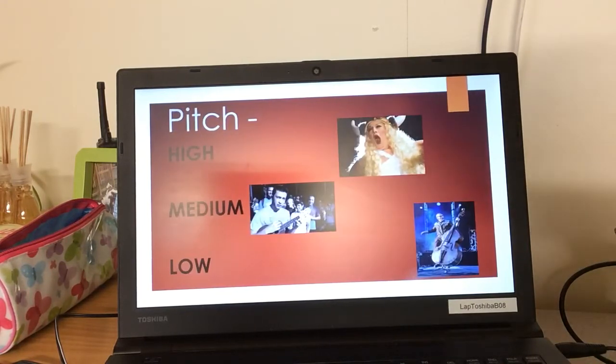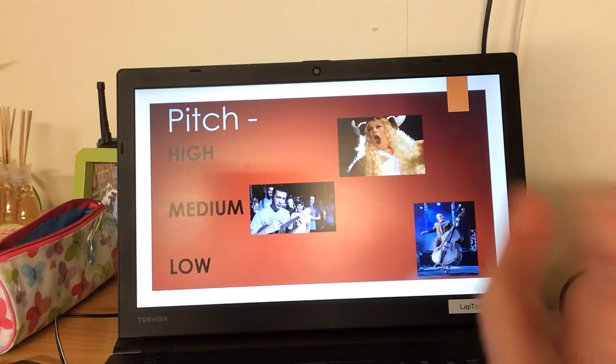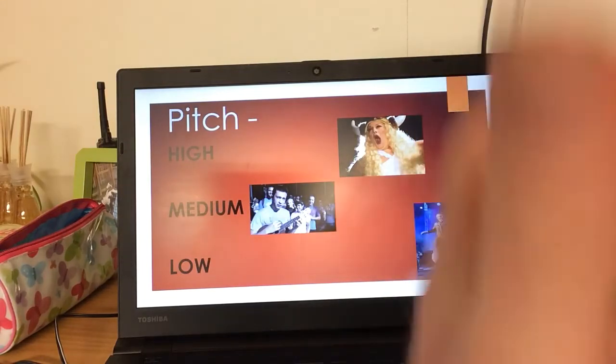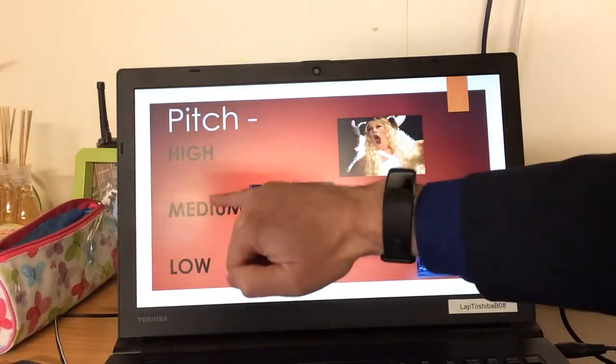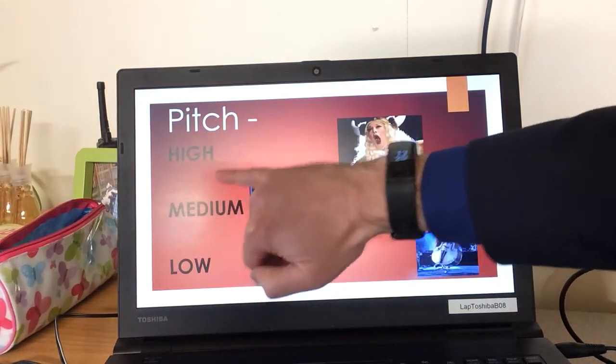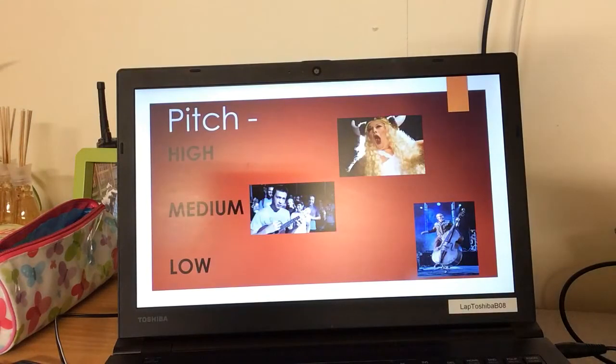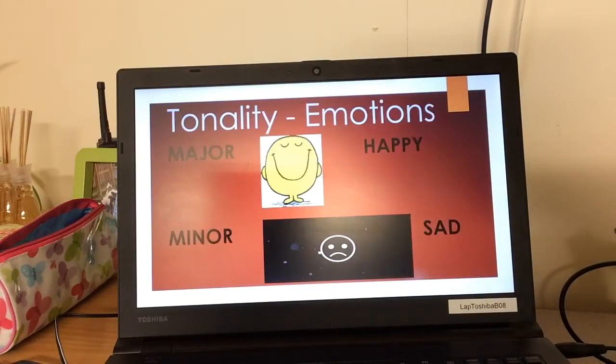The next element is pitch. So did you think that the majority of the song or piece of music that you heard, do you think it was high? Do you think the pitch was sort of in the middle? Or do you think it was low? So for instance, if you had a male singer, male singers wouldn't really sing high. They haven't got a high voice because of their Adam's apple, so they mostly sing medium to low. However, if you had a female singer, they can sort of sing medium, but most female singers will sing at the high point. Okay, so that's the pitch.